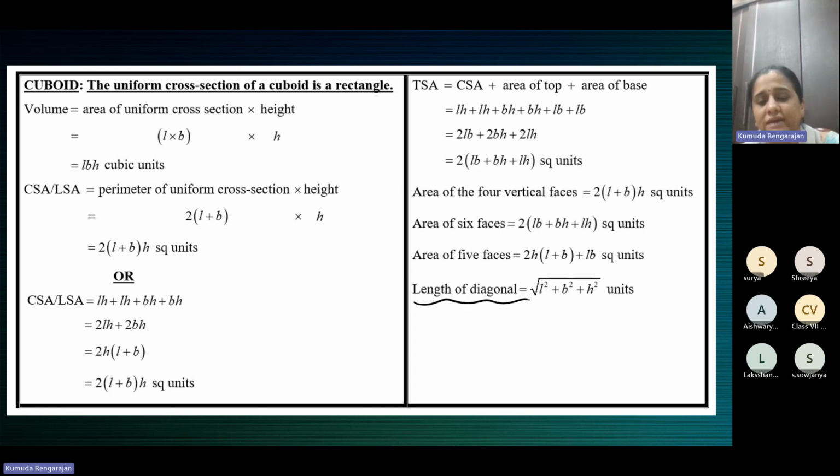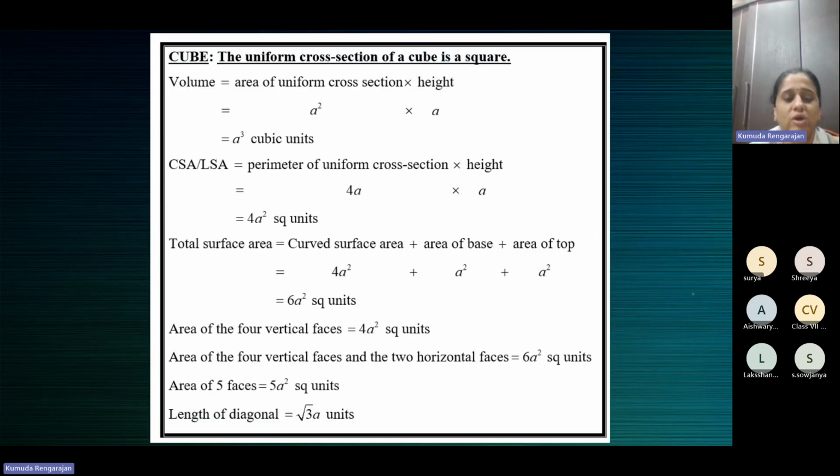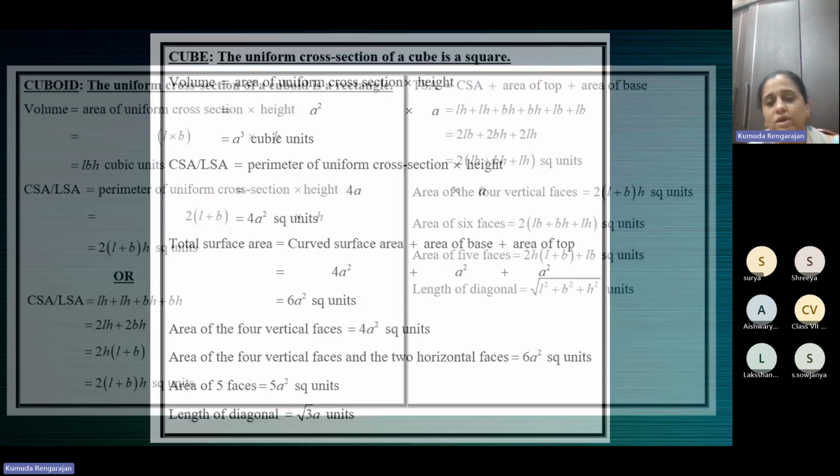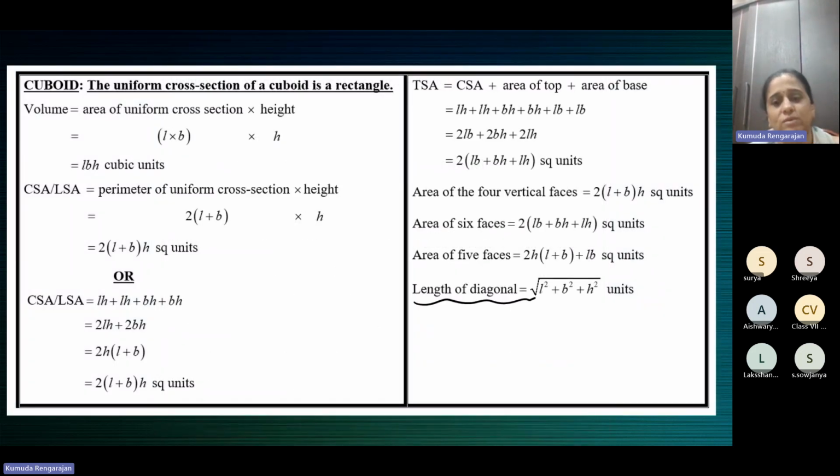And then the length of the diagonal of a cuboid is given by the formula root of L square plus B square plus H square units. Like a cube, it is root 3a units. Cuboid, root of L square plus B square plus H square units. Okay, so that's about the formulae related to cuboid.